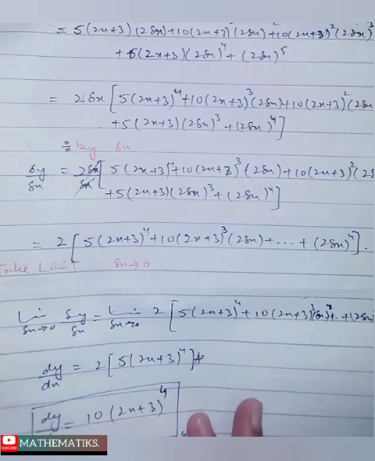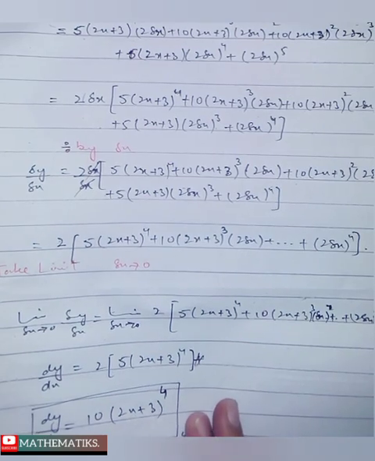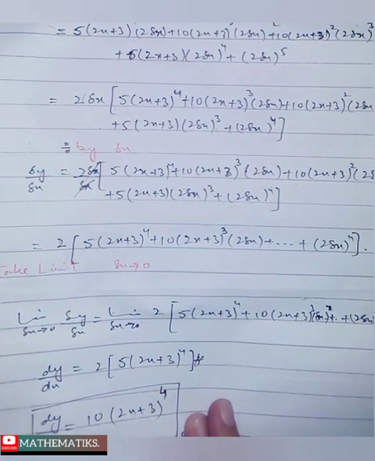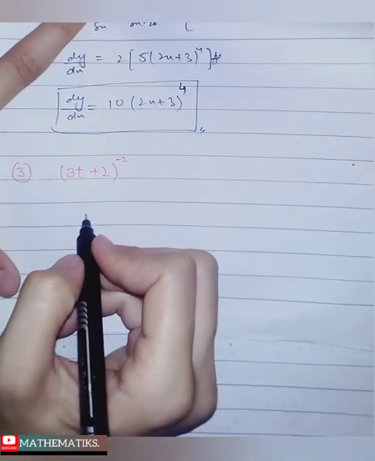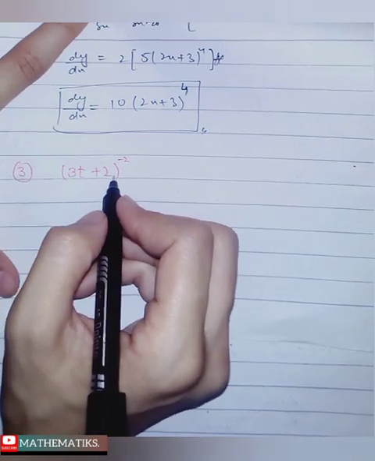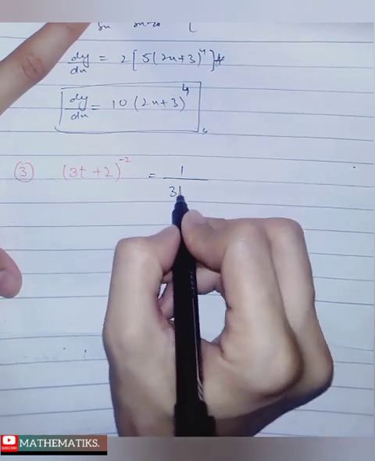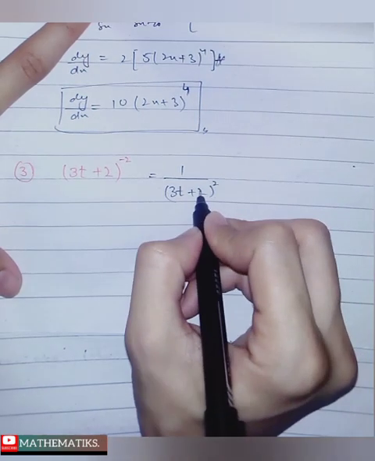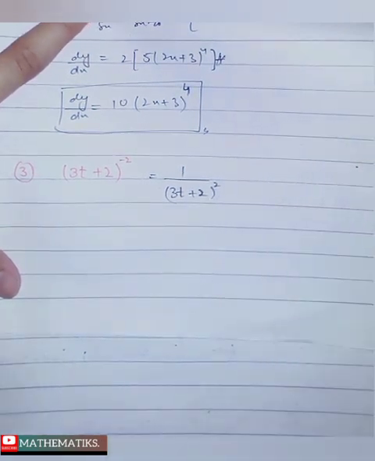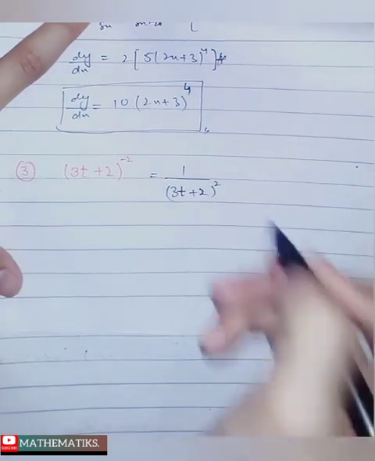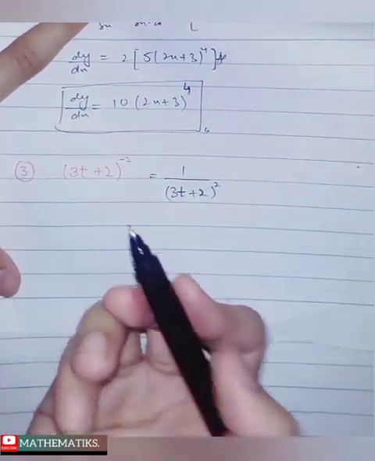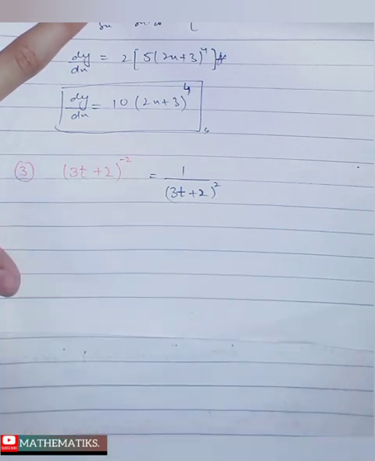Okay, I hope you understand better now, but for your convenience I'm going to do a question that includes a negative power, or division, that is written in division. So let's do that. We have question number 3, which is (3t plus 2) power minus 2, which means it is equal to 1 divided by (3t plus 2) whole power 2, right? Here 2 is a positive integer. So in this question we have only one independent variable, which is t. So don't be worried about that.